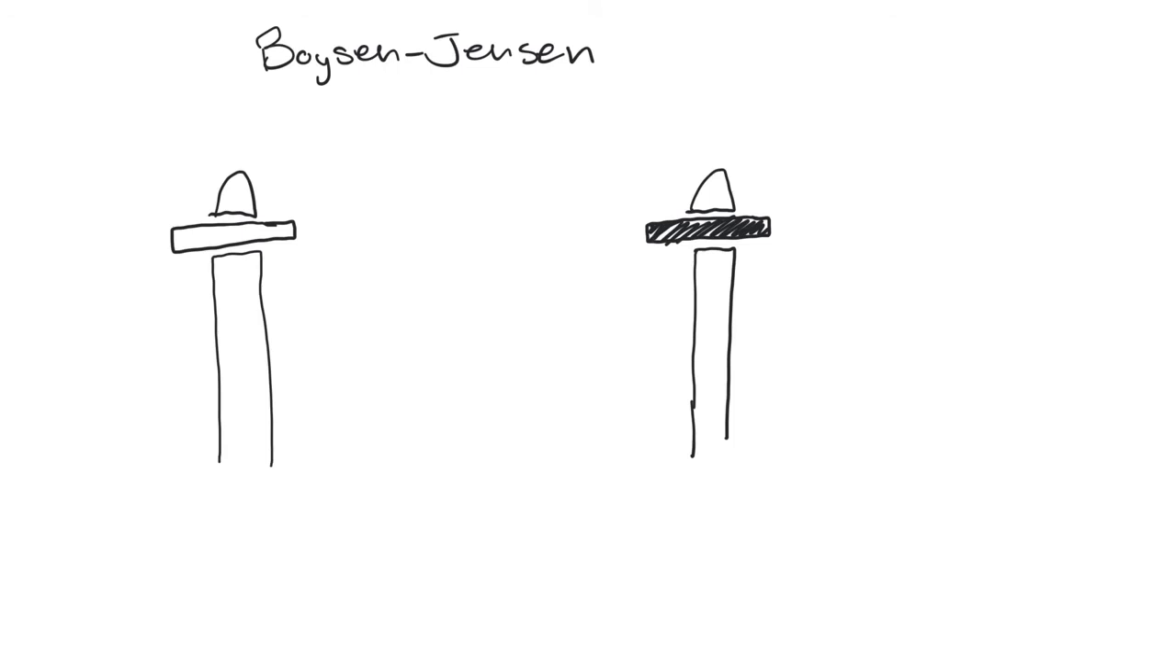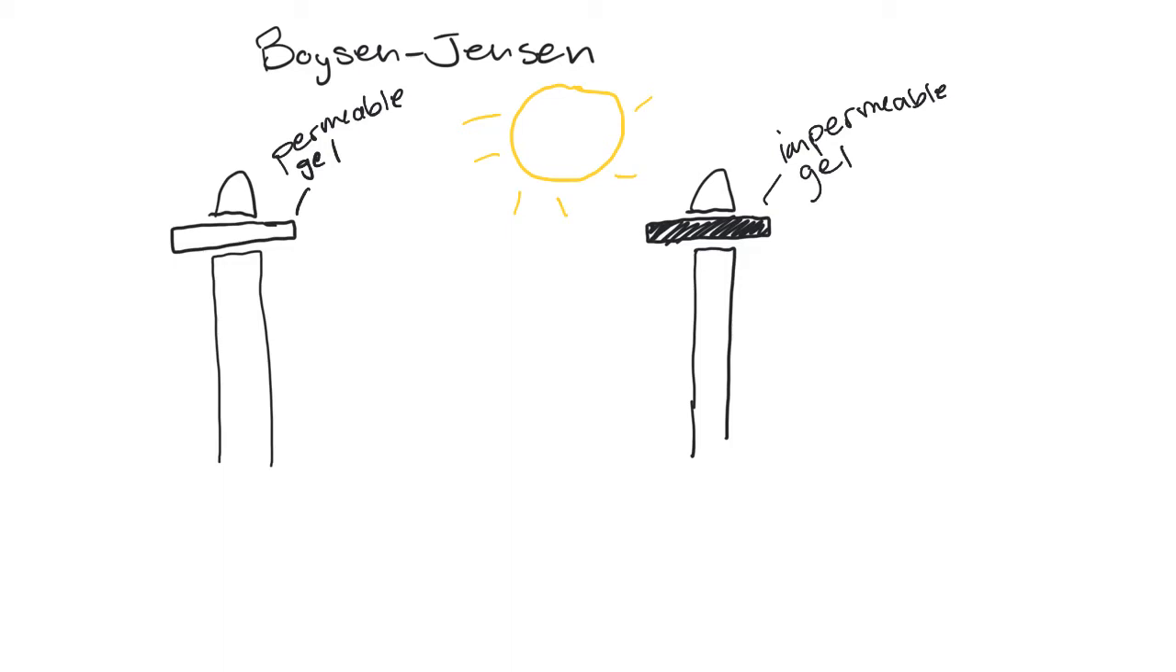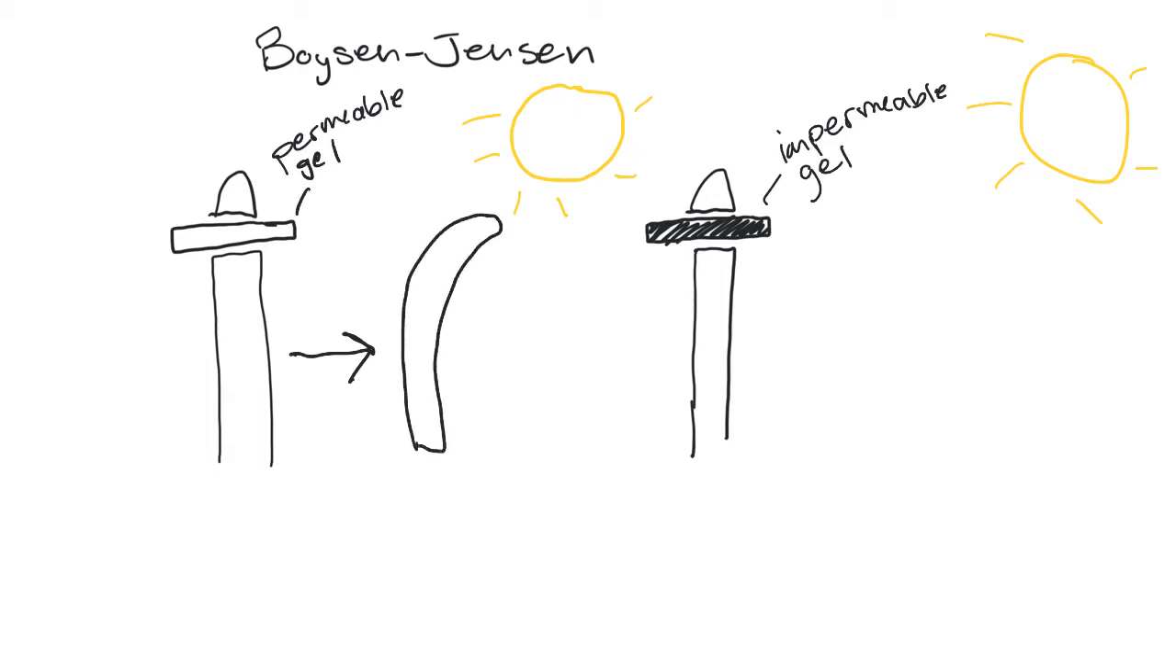Okay. So along comes the next guy, Boysen Jensen. He decided to cut the tips and then put a permeable gel between the tip and the coleoptile, the shaft part. And then he had an impermeable gel and did the same thing. Okay, expose them to sunlight. And the one with the permeable gel bent towards the sunlight. And the one with the impermeable gel stayed the same.